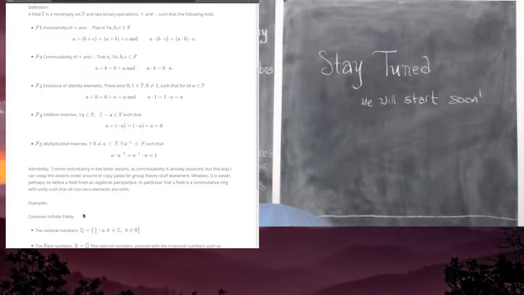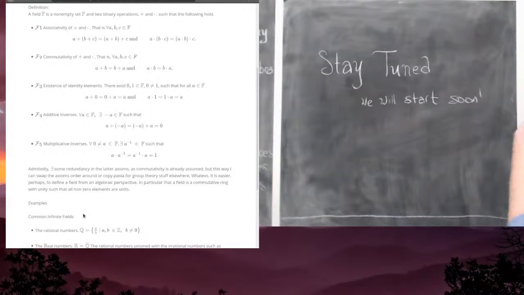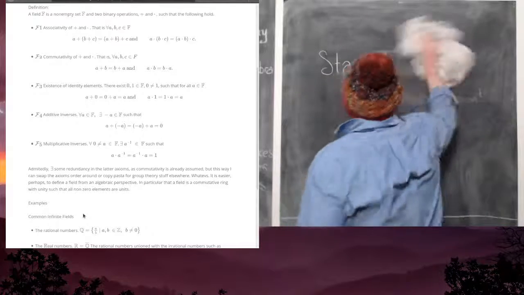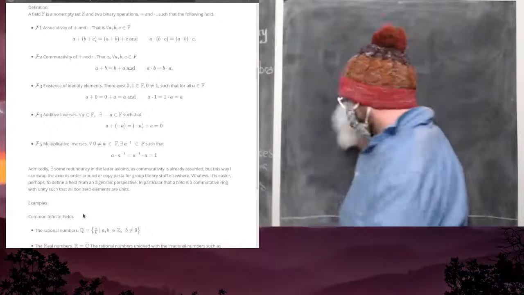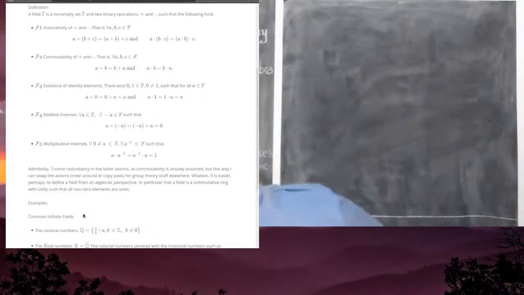So here's a handy set of axioms, the definition for a field. And it's really just a very nice ring. So in particular, if we look at axiom 1, all that we have here is associativity. Axiom 2, we have commutativity of our two operations. And so on and so forth.